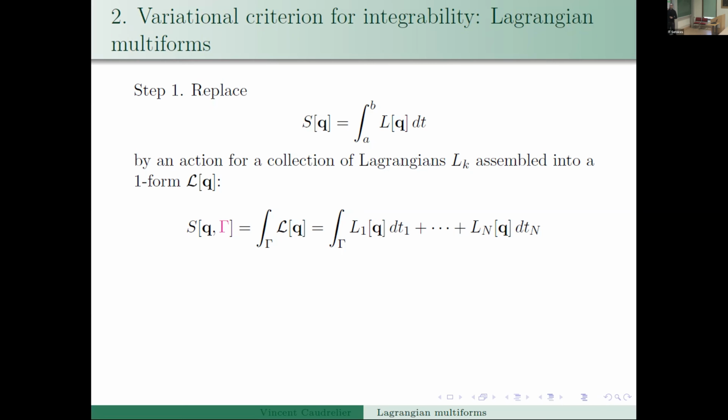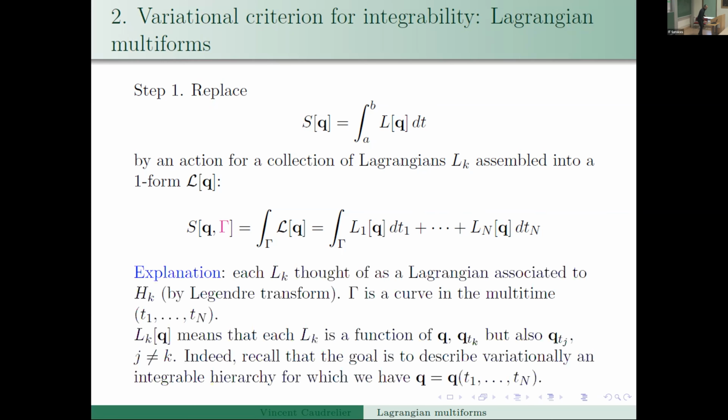And the new ingredient is that this gamma is a path in this multi-time. Before it would be just an integration over one time. Now it's a path in this multi-time. And if you think about what I said about path independence, what we're going to do is propose a variational principle that captures this path independence. And that's the trick. I think I explained already the structure.